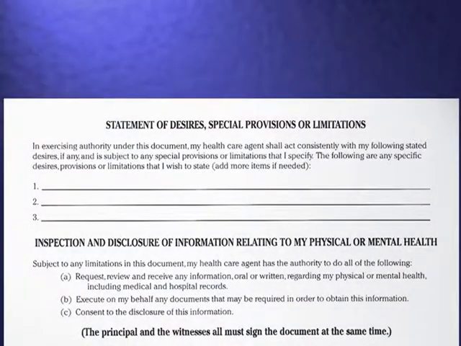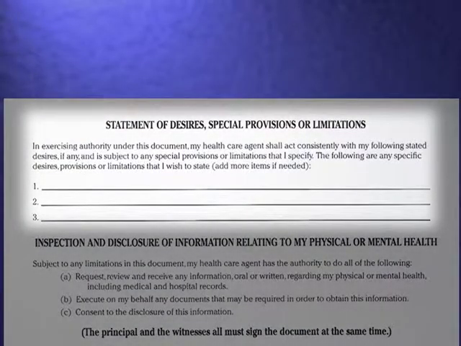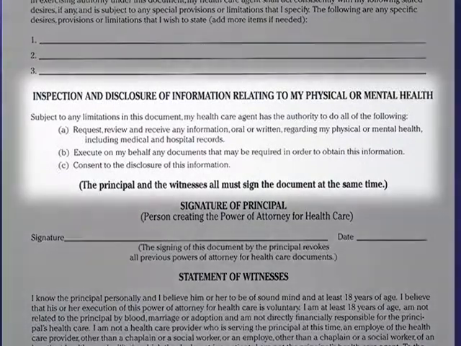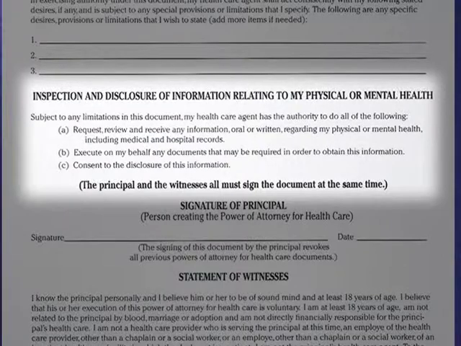The Statement of Desires, Special Provisions, or Limitations is a place where you can express, in your own words, your thoughts and wishes regarding your health care. This section could include thoughts about quality of life or how you feel about life-sustaining procedures in the face of an incurable illness. You may also choose to leave this section blank. The last section, which is titled Inspection and Disclosure of Information Relating to My Physical or Mental Health, makes it clear that your agent has the right to have access to your medical record.